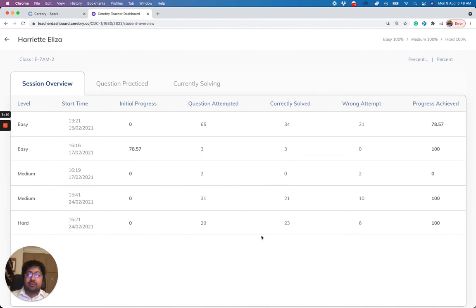So for example, if I go to another student, you would see that each row represents a session where the student did the homework. There are 31 out of 65 wrong attempts. This means that this student was struggling. The engine provided interventions. It would have gone into breakdown mode. The student would have given wrong answers, but eventually the student understood enough to cross the easy level. And if you look at the hard level, there are only 6 wrong attempts out of 29 attempts. So this means that the student is improving.